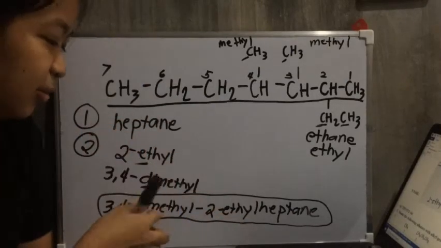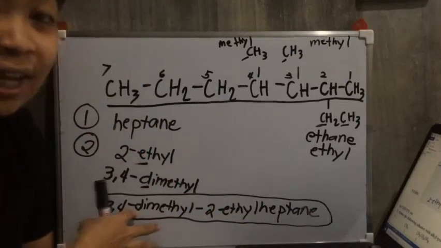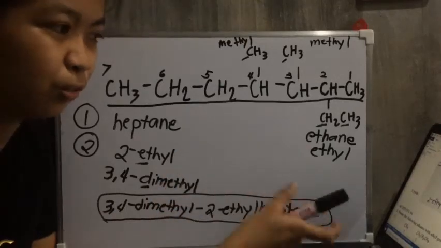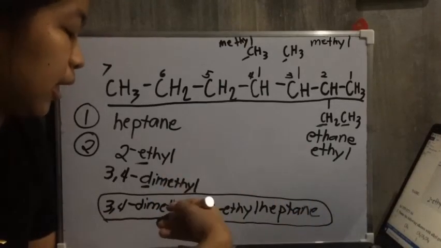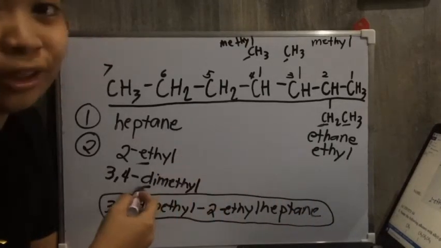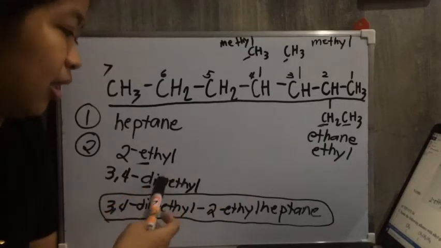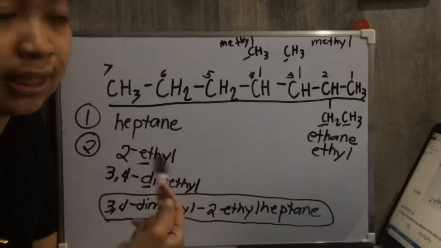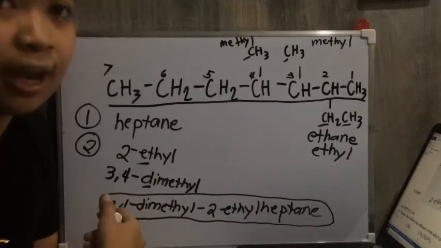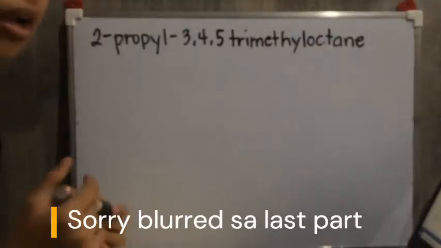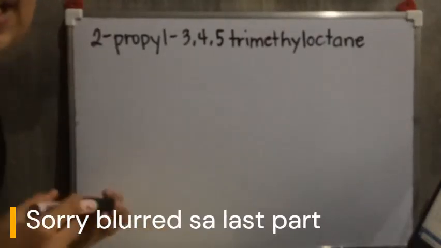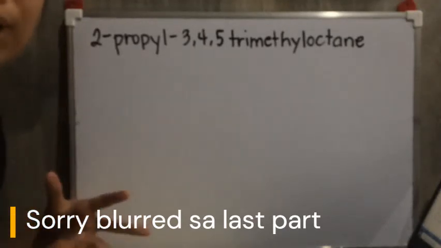Ayan. Okay, kailangan siyang naka-alphabetical. Dun sa sagot ko nung una, hindi ko siya na-alphabetical. Mauuna yung letter D, dimethyl, kaysa dun sa E, which is ethyl. So, this is the correct answer. Okay, we're already done with the example of naming the alkanes with alkyl groups.